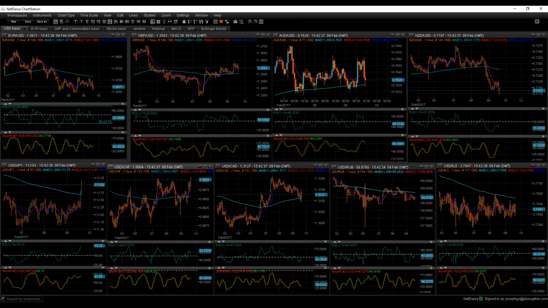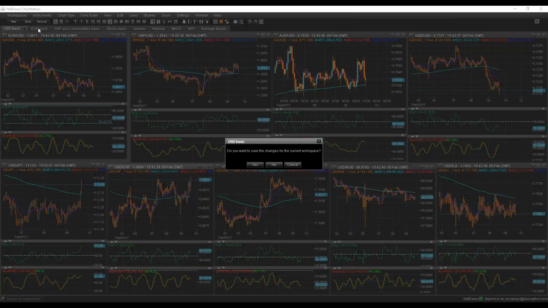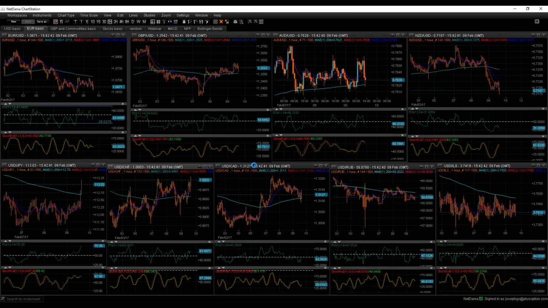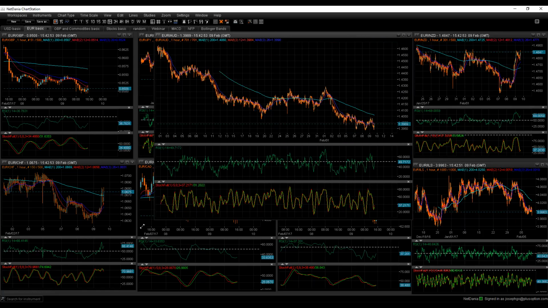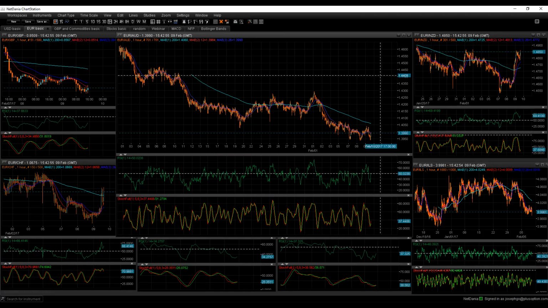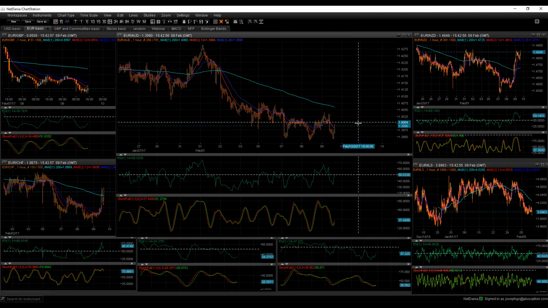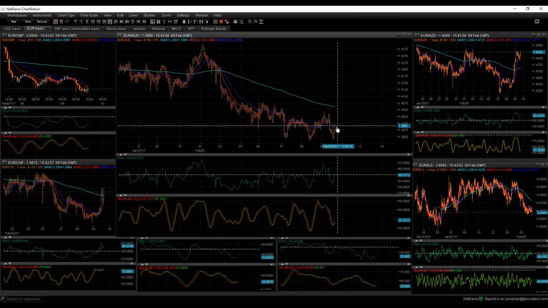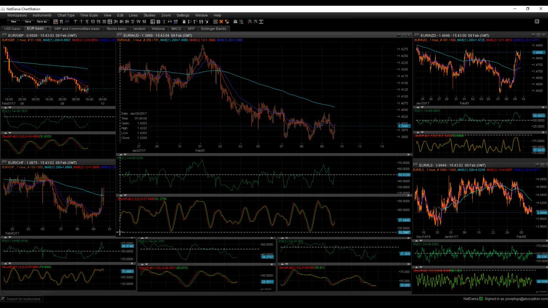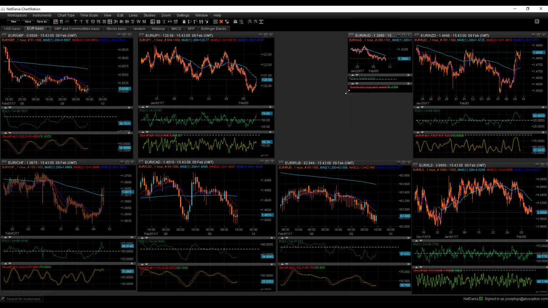But let me look at some other assets. I want to see if I can give you some more live trades because of requests from the emails. So let's see. Euro AUD, maybe. Looks like the red line's turning back up, so that's not going to be an opportunity for us.